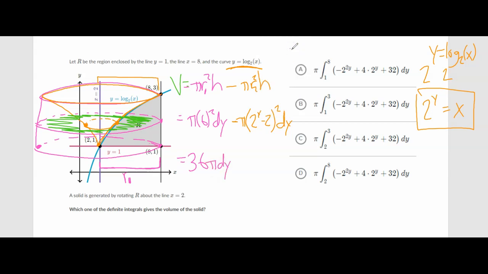In orange, I actually am going to multiply this out because our answer choices, you'll notice, they did square that binomial. So over here, I'm going to do that. 2 to the power of y minus 2, square that. You could pause the video and work out the math on your own. Turns out that you're going to get 2 to the power of 2y minus 4 times 2 to the power of y plus 4. So that's what's going to go over here.